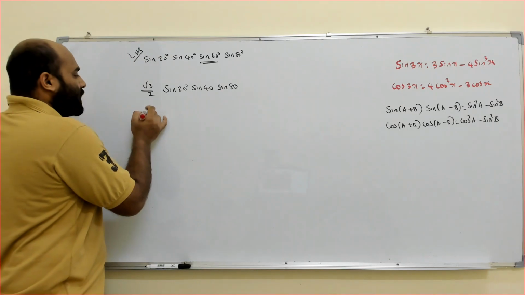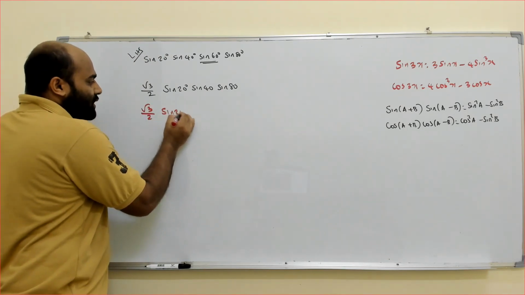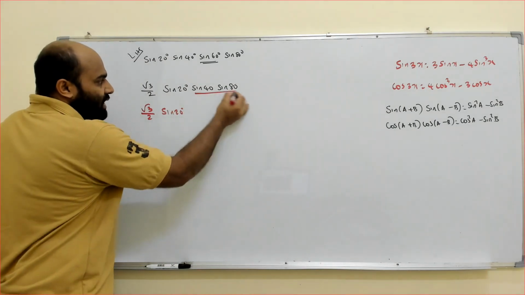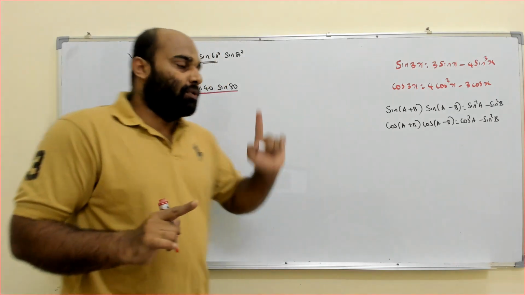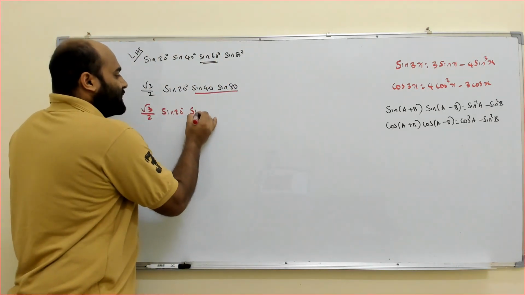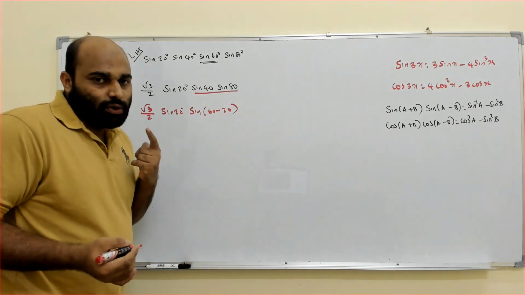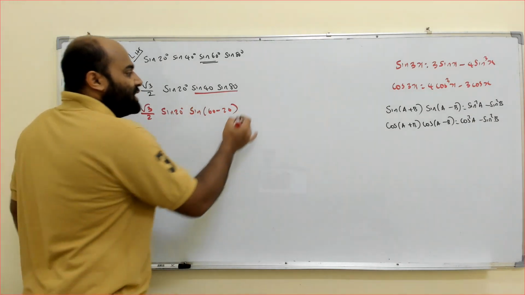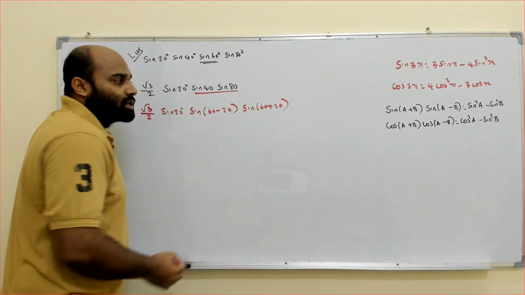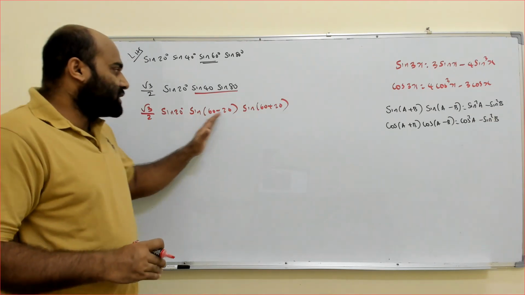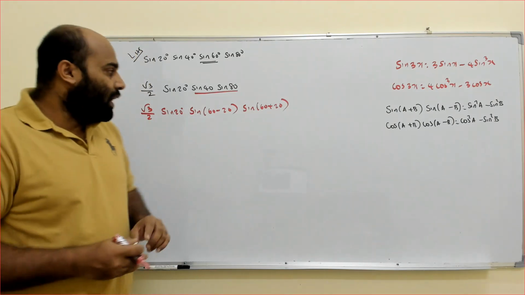So next step is very important. Root 3 by 2 into sin 20 into sin 40 we can write. Already we identified one value, that's the mid value 60. So 40 we can write as sin 60 minus 20. Sin 60 minus 20, don't forget this step. And 80 we can write as sin 60 plus 20. A lot of questions are there in the worksheet to practice this one. So 60 minus 20 is 40. 60 plus 20 is how much? 80.